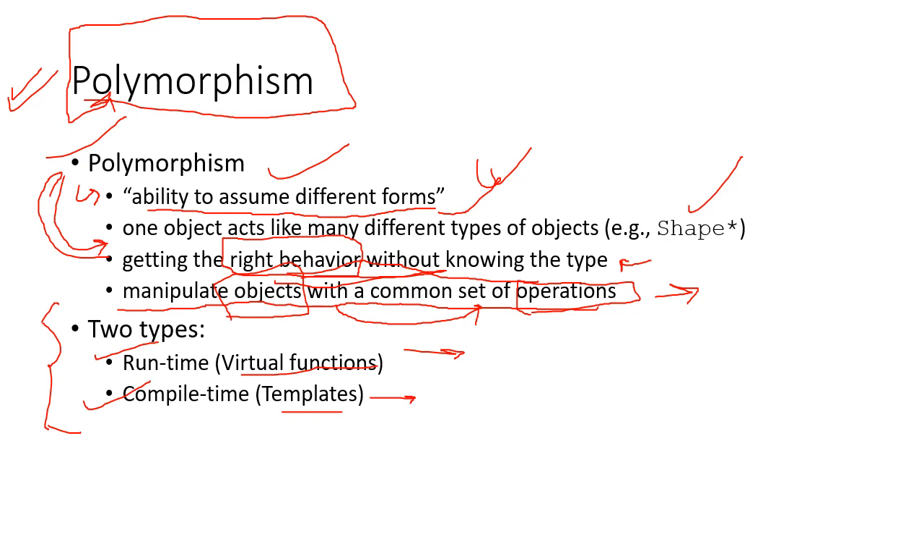For now you should just remember that polymorphism has two types: runtime, which is more famously called virtual functions, and second is compile time, which is more commonly called templates. You might know about the STL, right? The Standard Template Library. That is basically a part of this compile time polymorphism.